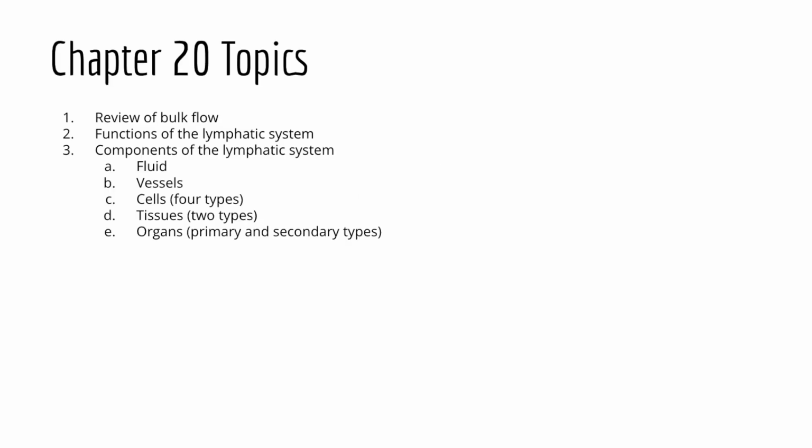In this chapter, we'll first take a few minutes to reconsider the process of bulk flow, and thereafter, we'll discuss the 4 major functions of the lymphatic system. We'll then look at the 5 major components of the lymphatic system: our lymphatic fluid, the vessels that transport this fluid, the cells found associated with the lymphatic system, the tissues that are involved, and finally, the organs of the lymphatic system, both primary organs and secondary organs. So these will be the topics of this particular lecture.